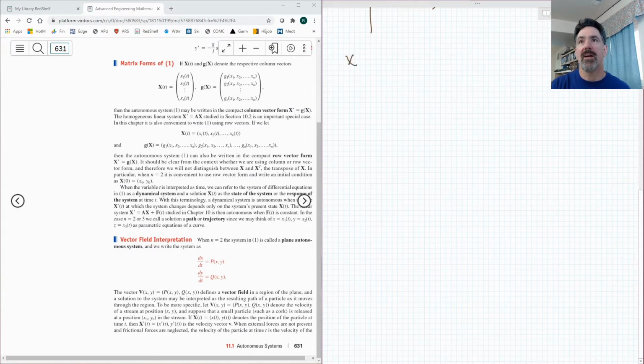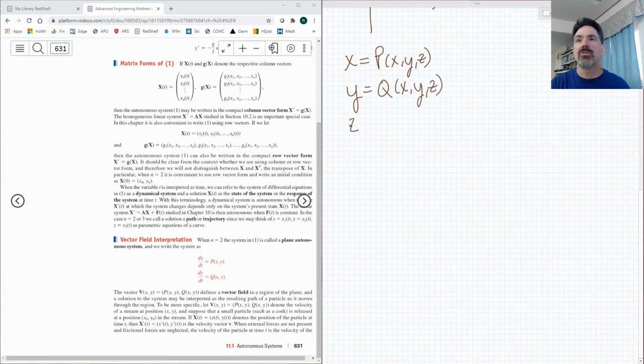where we have x prime is equal to P, which is a function of x, y, and z, and then y prime is a function of x, y, and z. Notice I am specifically making them autonomous. There are no t's here. And z prime is R, a function of x, y, and z. So this exact concept holds just the same.